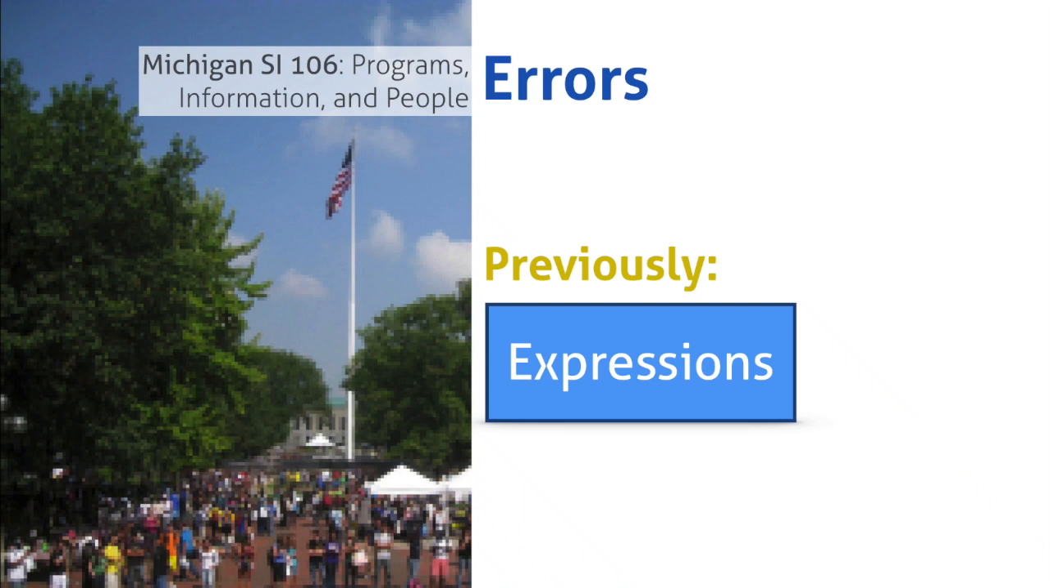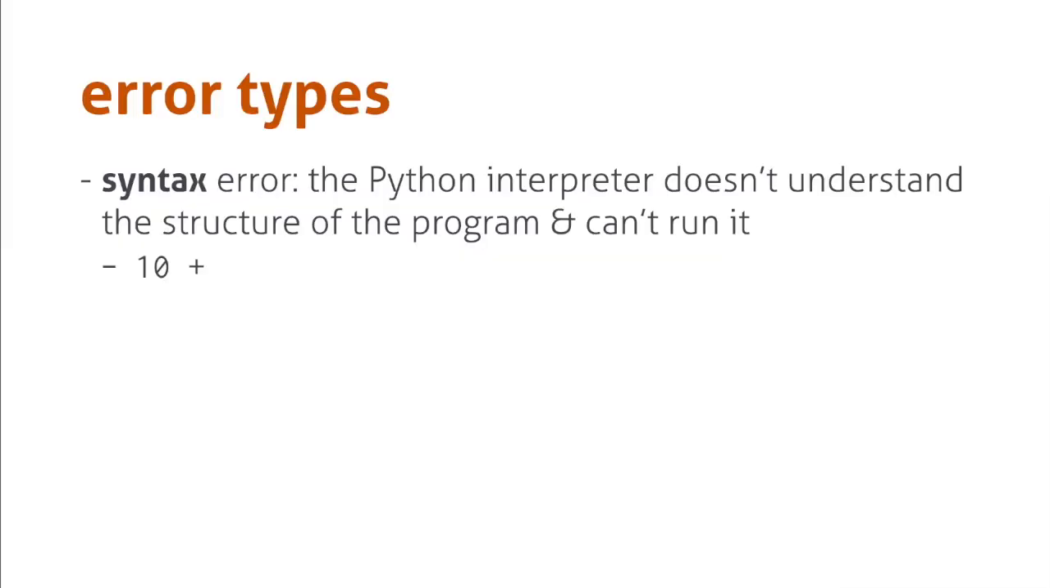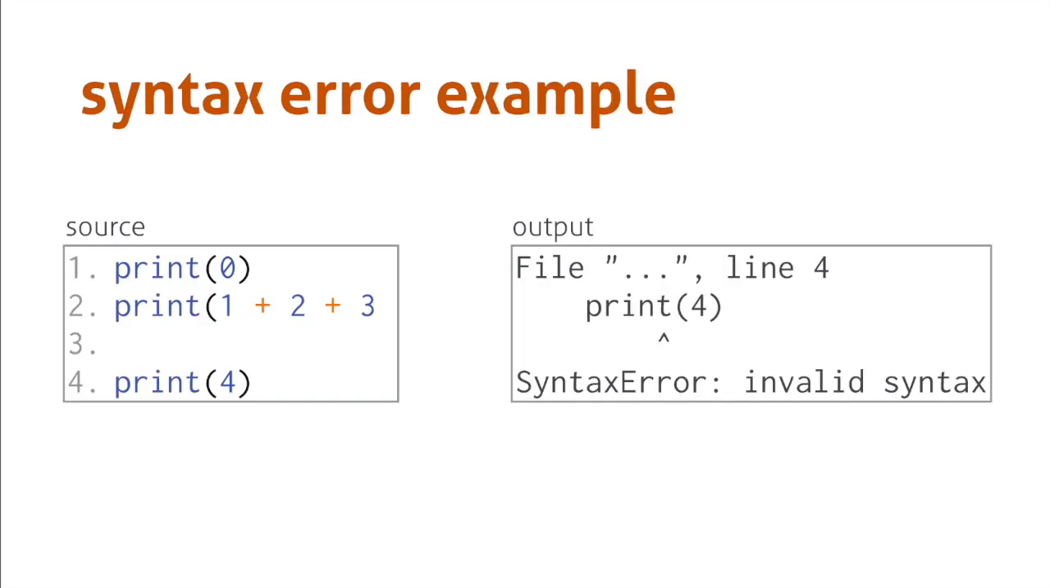When writing programs, programmers of all skill levels run into errors, so it's important to understand the types of errors that we'll run into. Syntax errors occur when the Python interpreter doesn't understand the structure of the program and can't even run it. Syntax errors are the interpreter's way of saying, I don't understand the instructions that you gave, so I won't do anything. For example, if I write an expression 10 plus and leave out the right-hand side, then Python has no idea how to interpret it, so it doesn't try.